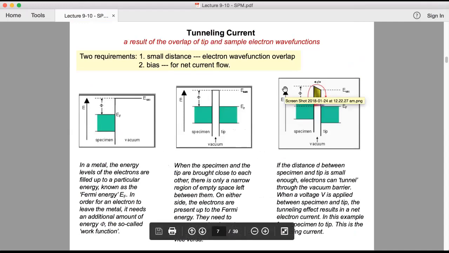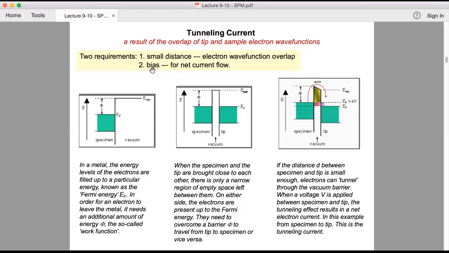And as I told you, this uses scanning tunneling microscope. Tunneling means it measures the tunneling current. Tunneling current is a result of the overlap of the tip and the sample electron wave function. So the basic requirement to observe this tunneling current is a very small distance between the specimen and the tip, so that the electron wave functions can penetrate, overlap and then be easily detected, and you need to bias. Because we know the Fermi energy level and the work function are there, you need to play around so that the net current flow is either from tip to the sample or from sample to the tip.